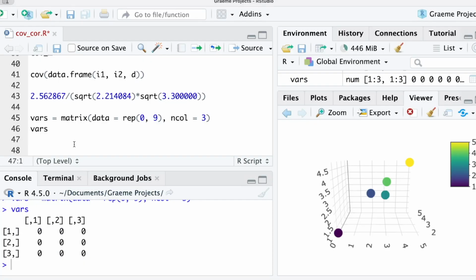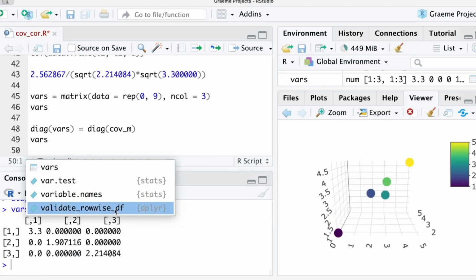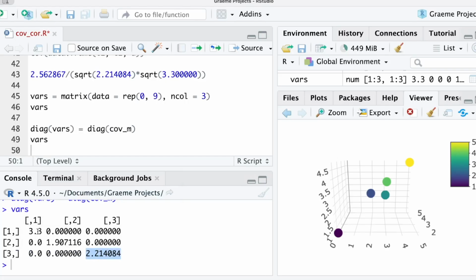Now you can use the handy diag function, for diagonal, in R. You can set the diagonal of your vars matrix to be equal to the diagonal of your covariance matrix. If we look at vars again, it'll have these variances on the main diagonal, while the off-diagonal values are still 0 because we didn't change them, we just changed the diagonal.